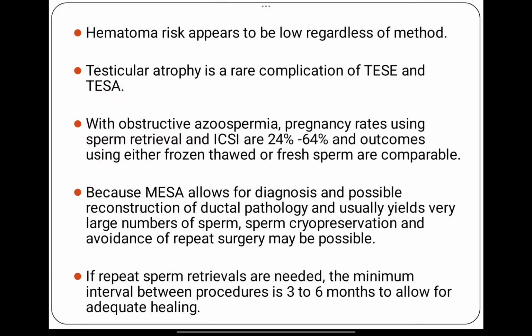With obstructive azoospermia, pregnancy rate can be 24 to 64% with sperm retrieval and ICSI, because MESA allowed for diagnosis and possible reconstruction pathologies. So it can lead to sperm cryopreservation, and repeat surgery can be avoided. If repeat sperm retrievals are necessary, the minimum interval between the procedures is 3 to 6 months to allow adequate healing.